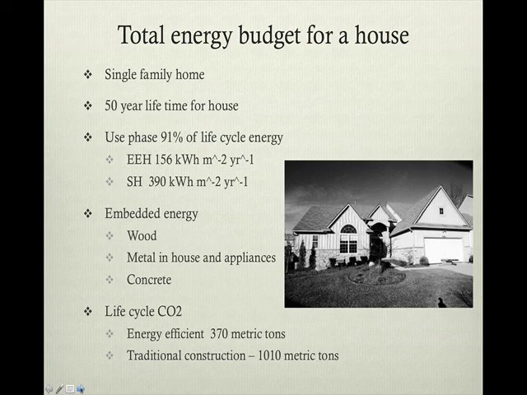But even then, even though they used all those extra materials, the overall impact was that the life cycle CO2 for the energy efficient home was 370 metric tons over its lifespan, and the traditional construction, that is the low energy efficiency, was almost 3 times that at 1,000 metric tons. So in this case, building a simple home, it cost more to build the energy efficient home, required more materials, but over this long life cycle, it really paid off.